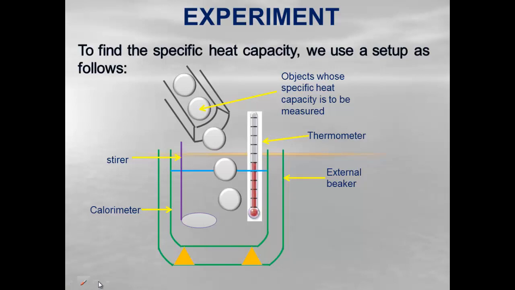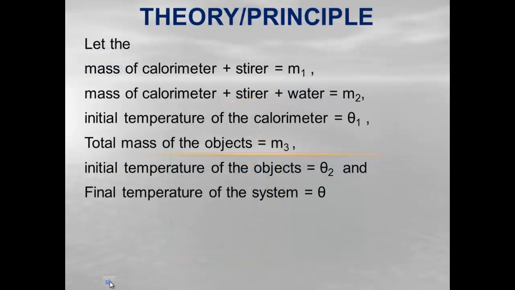I'll do a simple experiment like this. I'll take the mass of the calorimeter and the stirrer to be m1, and the mass of the calorimeter, the stirrer and the water to be m2. The initial temperature of the calorimeter, which is also the initial temperature of the stirrer and the water, because the initial system is composed of the calorimeter, stirrer and water, is theta 1. The total mass of the objects I'll take as m3, the initial temperature of the objects as theta 2, and the final temperature of the system is theta.